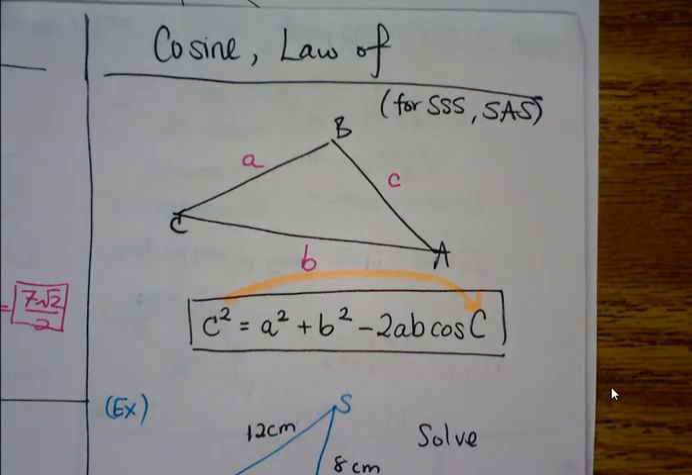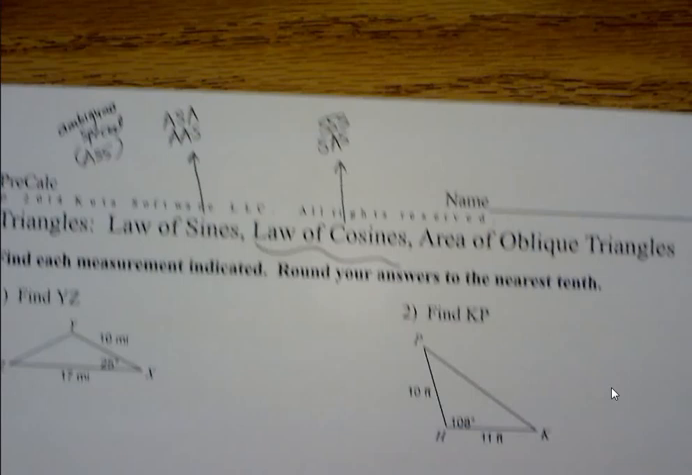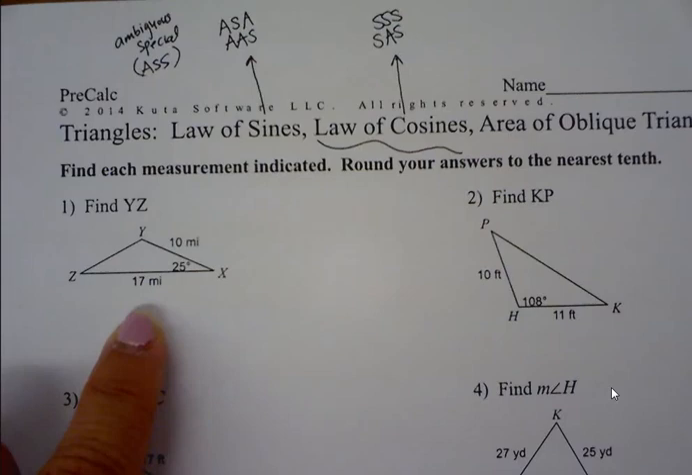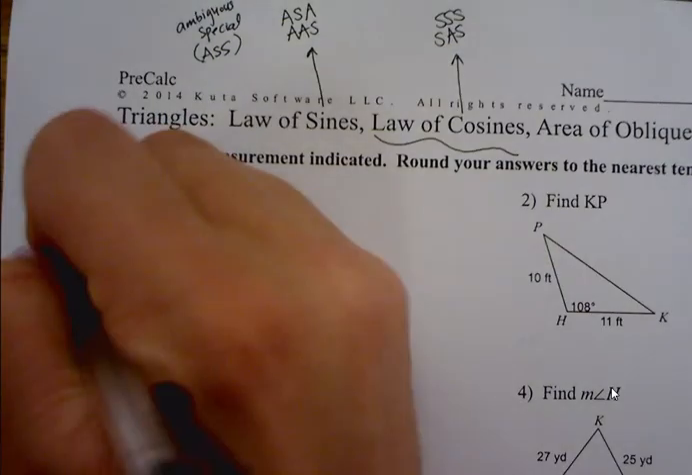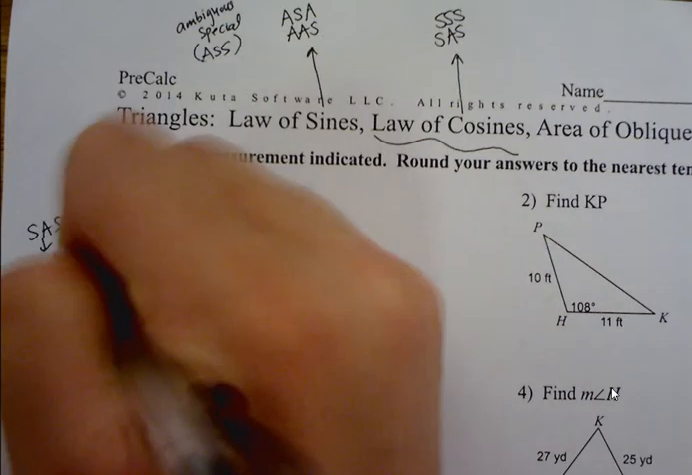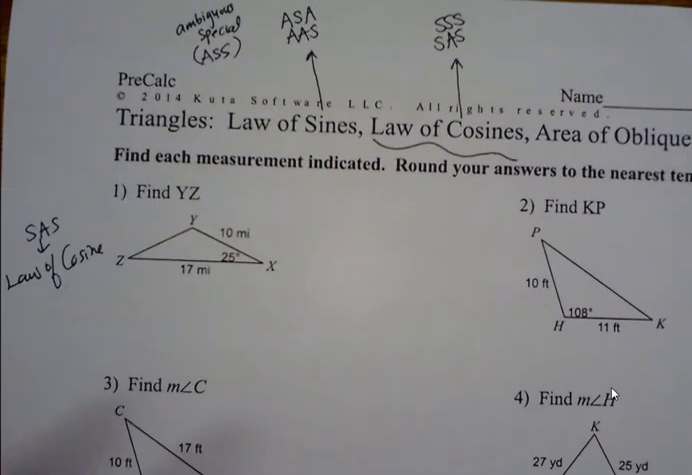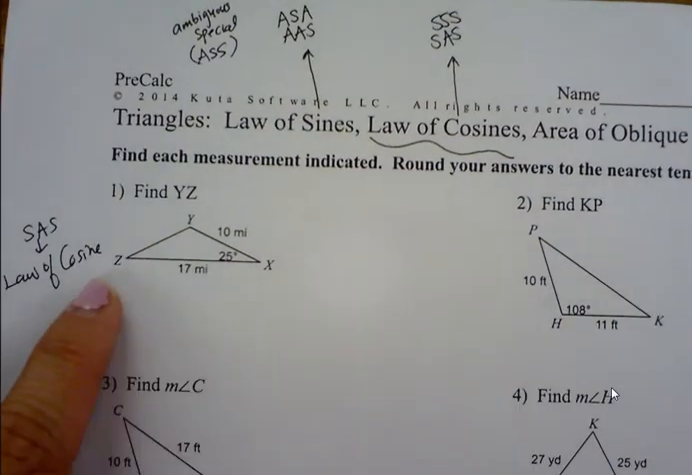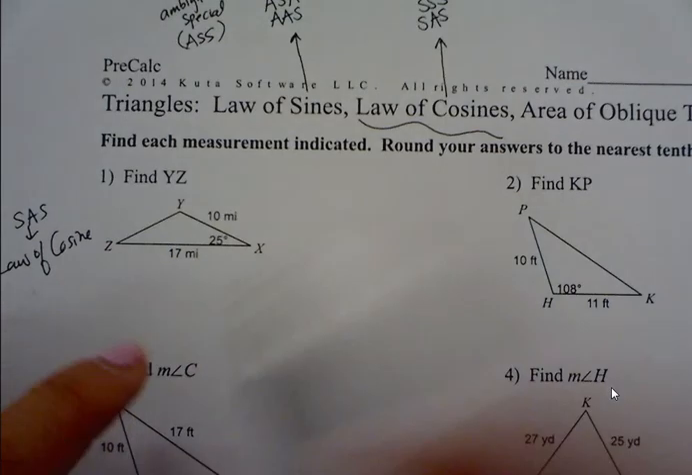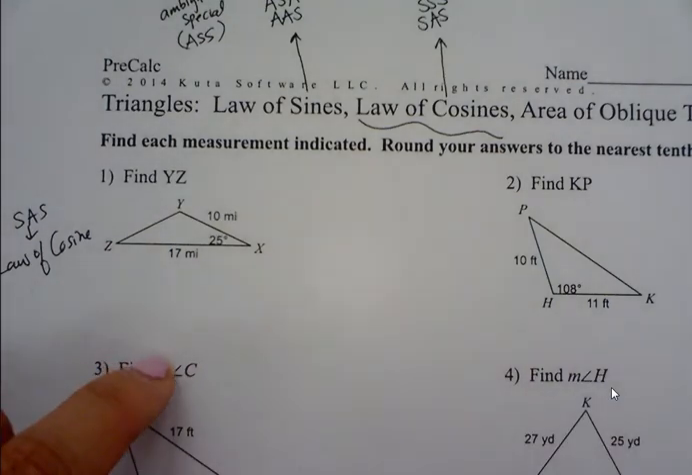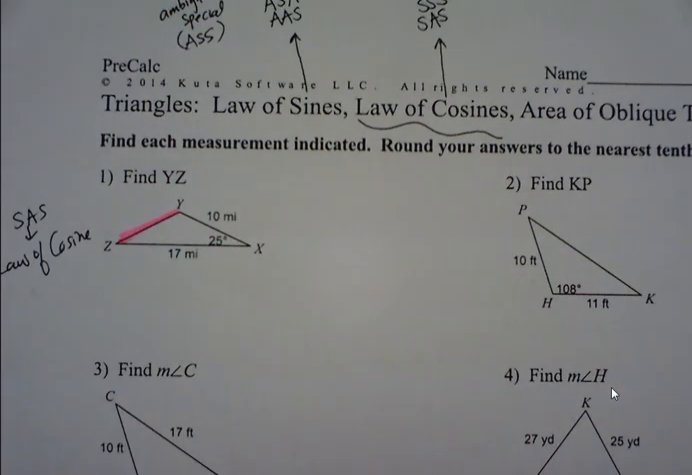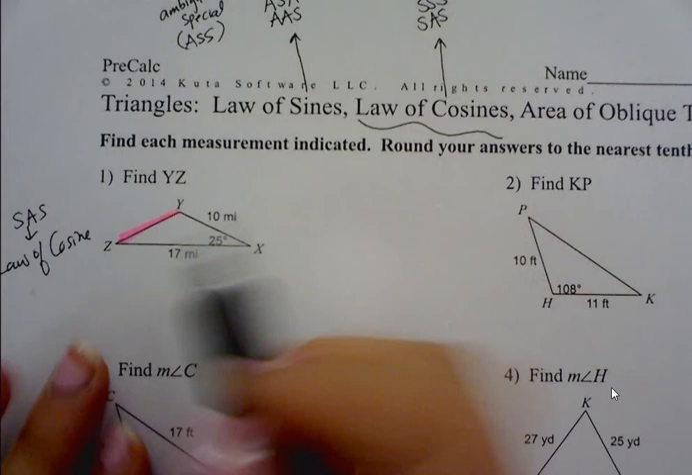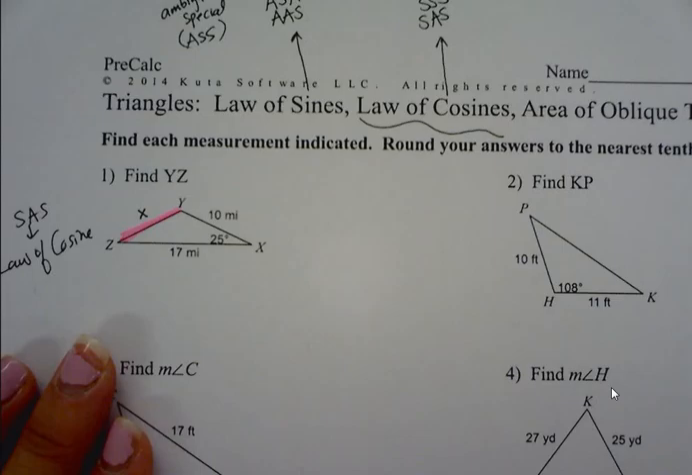Alright, so let's look at number 1. What do we have here for number 1? We have a side, angle, side. So this is SAS. So therefore we're going to use what? The law of cosines. So I'm going to write c squared equals a squared plus b squared, whatever. But this time we're not going to use a, b, and c. We're going to use x, y, and z. Okay? This is good practice for us. So which is the side we're actually looking for? YZ. So what should we call this? Well, this is the side we're looking for, but it's across from which angle? X. So I'm going to call this X. Okay? So I'm looking for X.